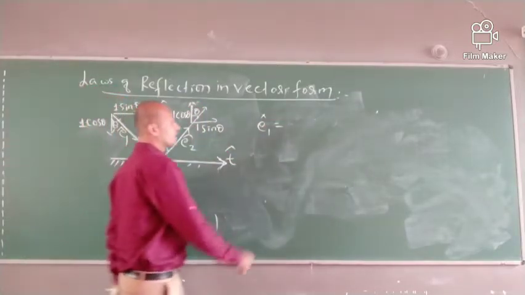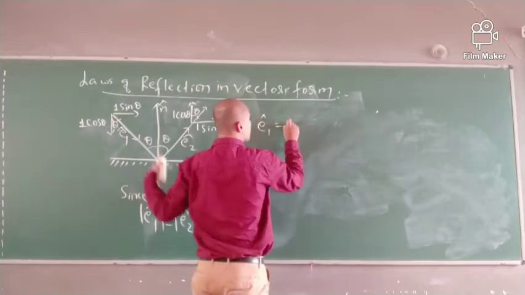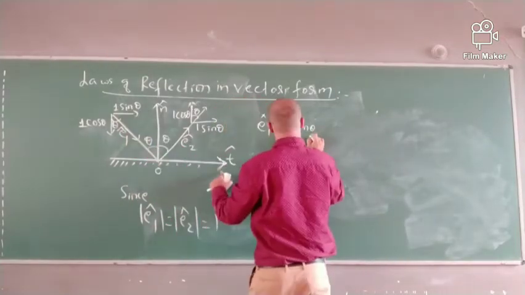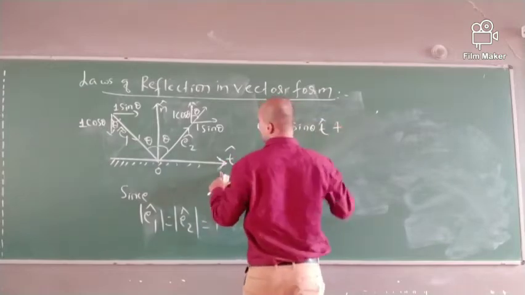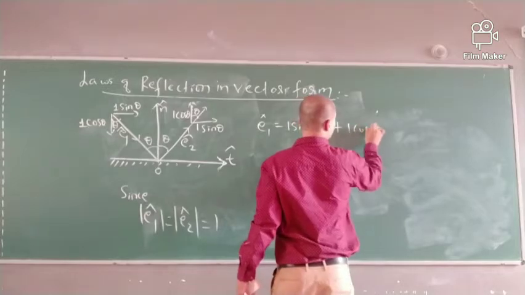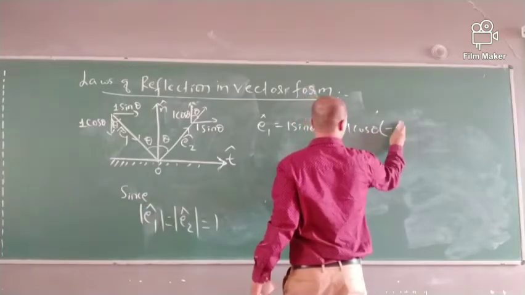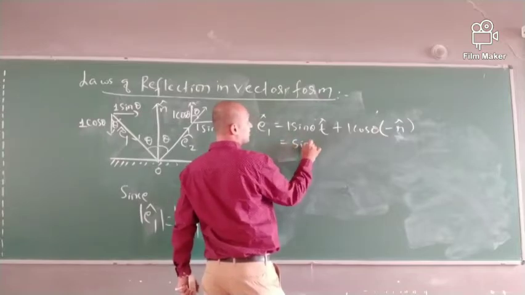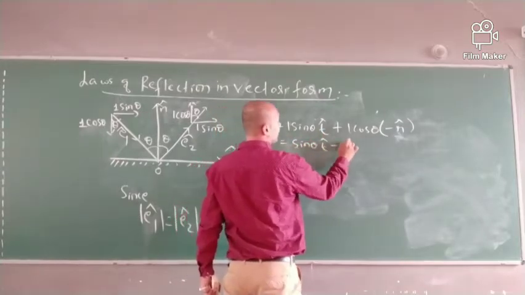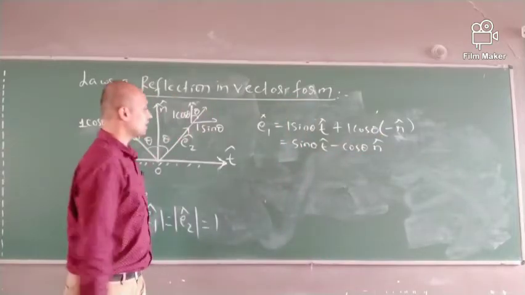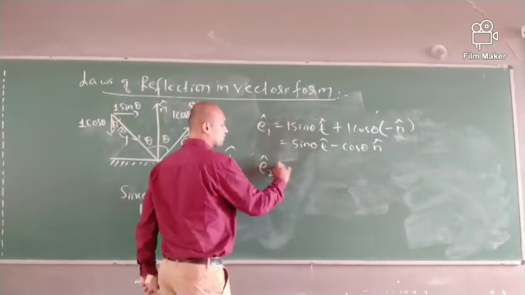I can write E1 cap as, what is this? 1 sin theta is the magnitude along T cap plus 1 cos theta minus n cap. So this will become sin theta T cap minus cos theta n cap. Correct? In the same manner, E2 cap if I write.